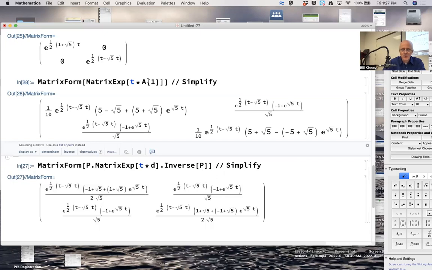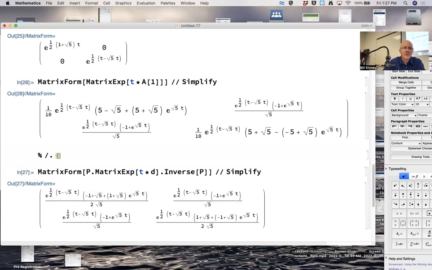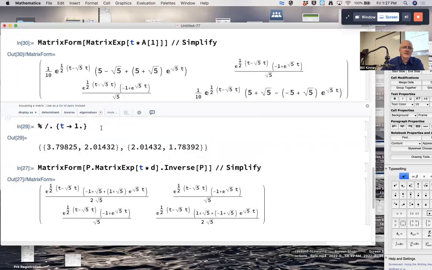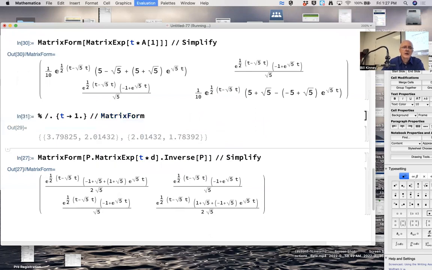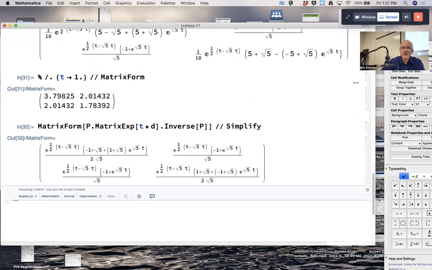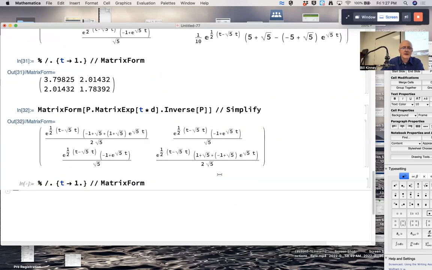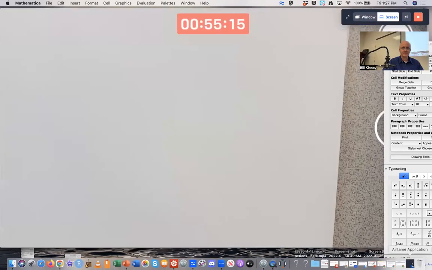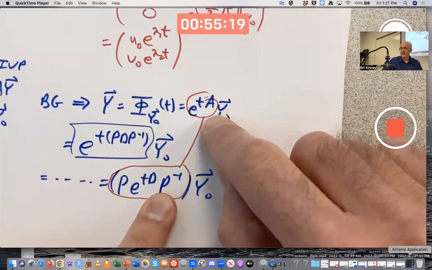Here, okay, let's do it this way. Let's approximate that output when t is, say, 1. And let's write it as a matrix. And let's approximate this output when t is 1 as well and see if we get the same matrix. The percent sign refers to the preceding output. The slash dot t arrow 1 plugs in t equals 1, and MatrixForm makes it look like a matrix. Yay, they're the same. And it would work no matter what t is. So again, the point there was to confirm that these two things really are the same.